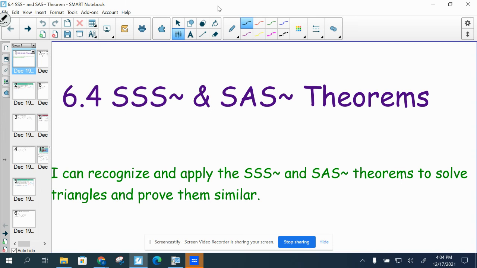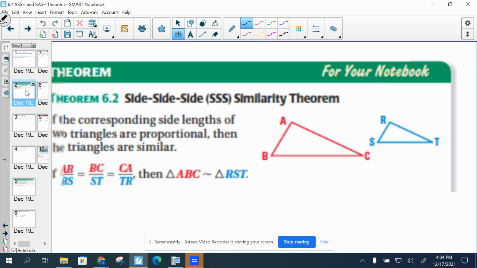Hi everyone, this is lesson 6.4 on side, side, side, and side angle side similarity theorems. We already learned about the angle, angle similarity theorem, and there are two other shortcuts for proving that triangles are similar, which are these two.